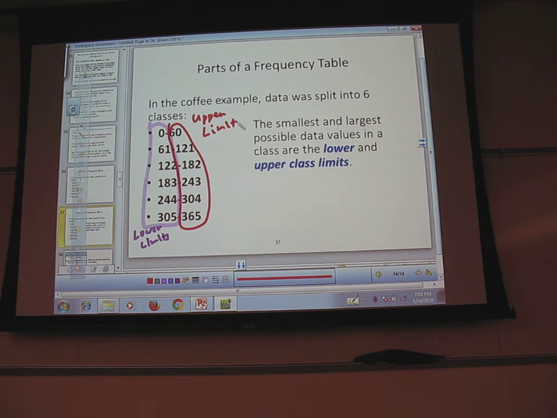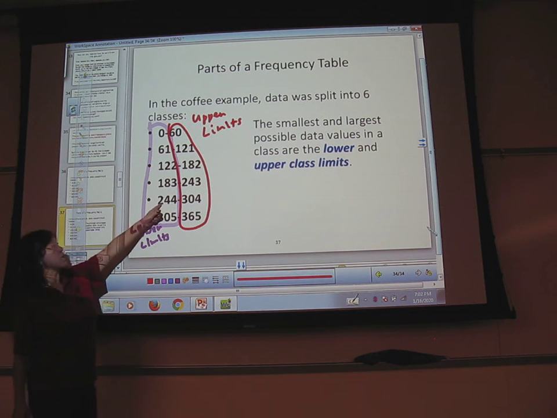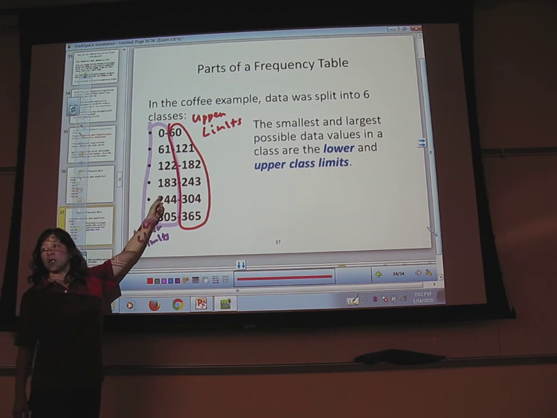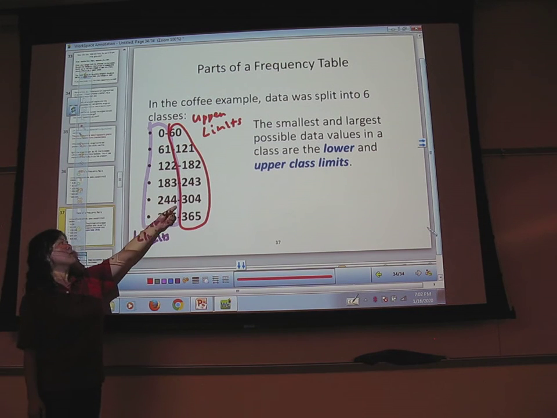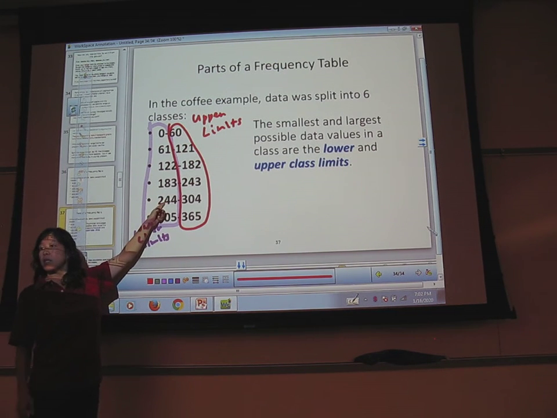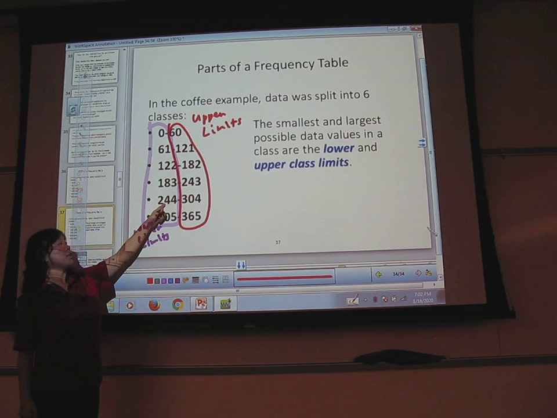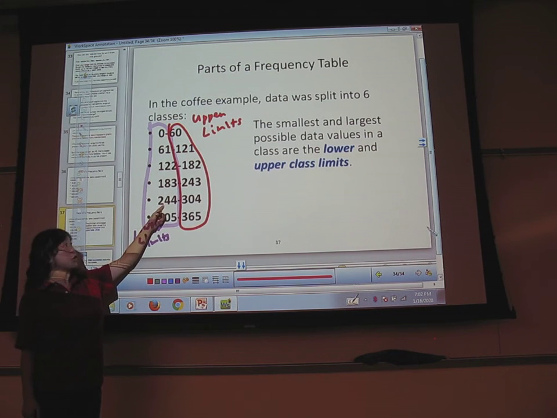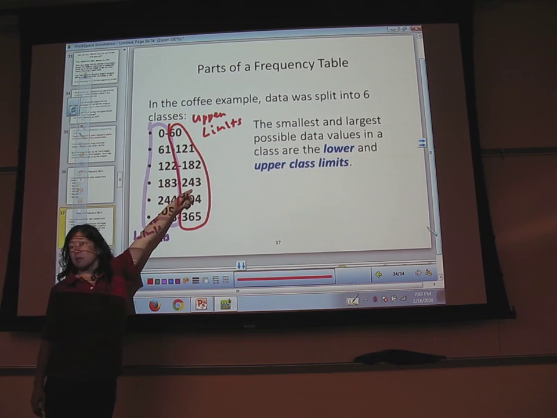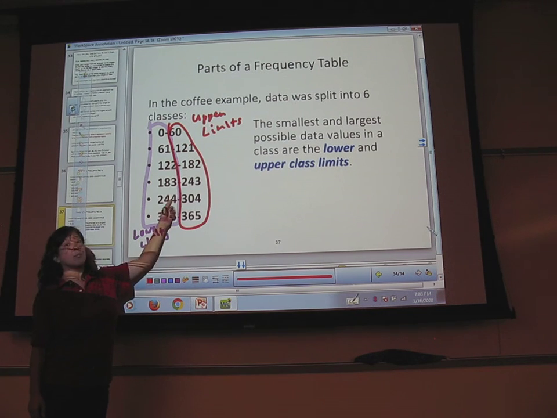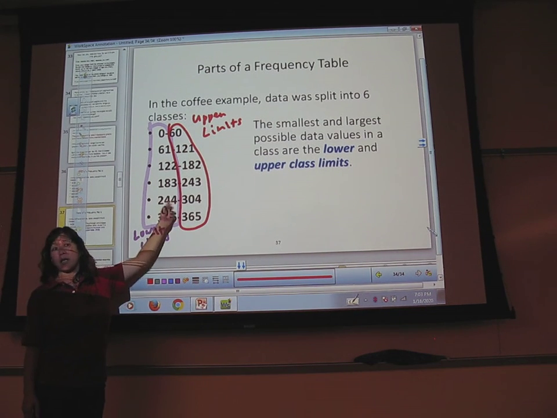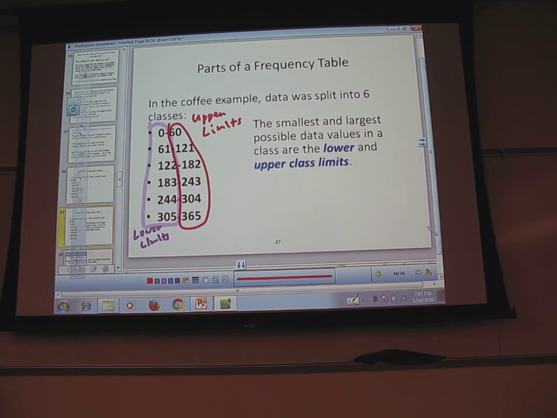In other words, the largest I can be and still be in this class is 304. The smallest I can be and be in this class is 244. Right? That makes sense. If someone said 244, they'd be in this class. But if someone said 243, then they would automatically go to that class. So these are the upper and lower limits that you can be to still be in that class. Those are actual data values in that class.